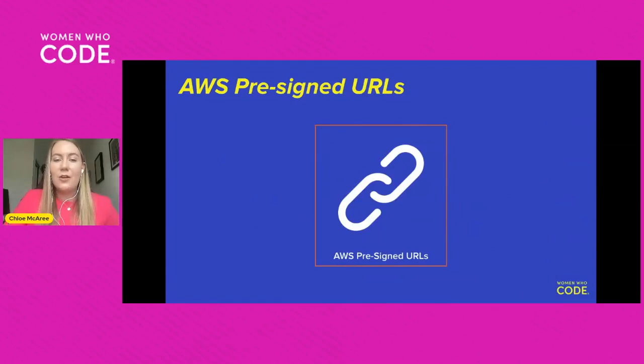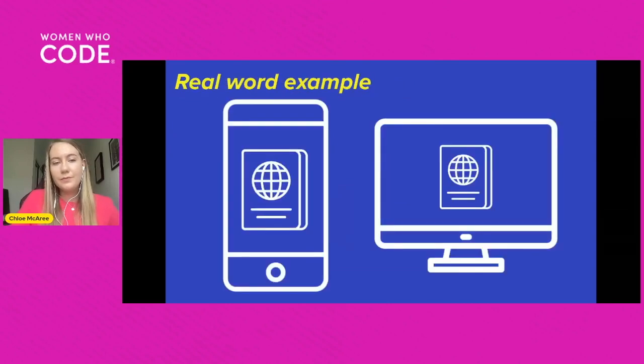Pre-signed URLs allow you to grant temporary access to S3 objects, so to users who don't have permissions to directly run AWS operations in your account. This allows users or clients with the pre-signed URL to access the objects directly in S3 without requiring their own AWS credentials. Let's explore how this works in practice with a real-world example.